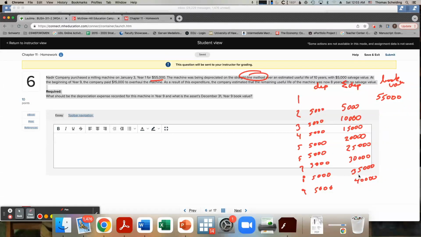And then in terms of the book value of the machine, 55 minus 5 is 50. 50 minus 5 is 45. 45 minus 5, 40, and so on and so forth. These are all in thousands.